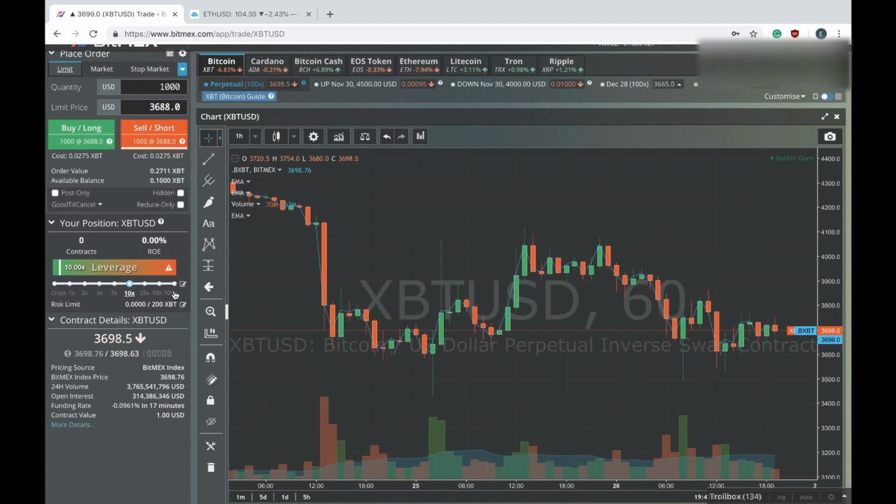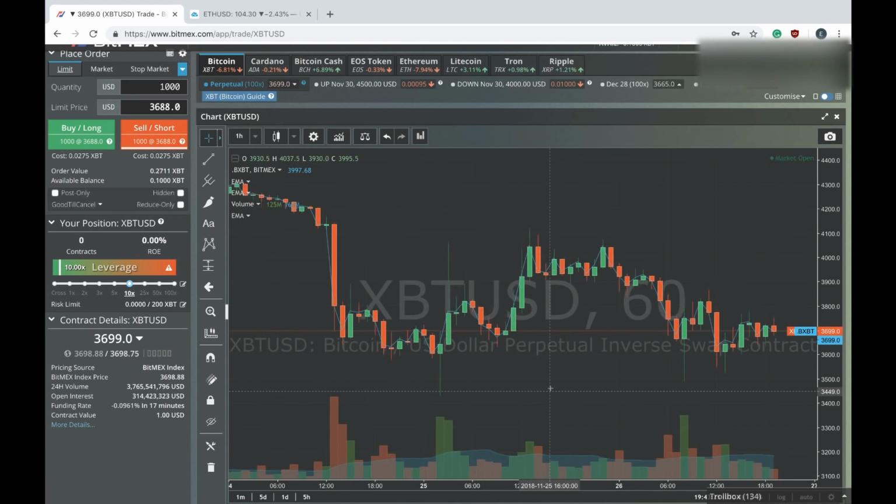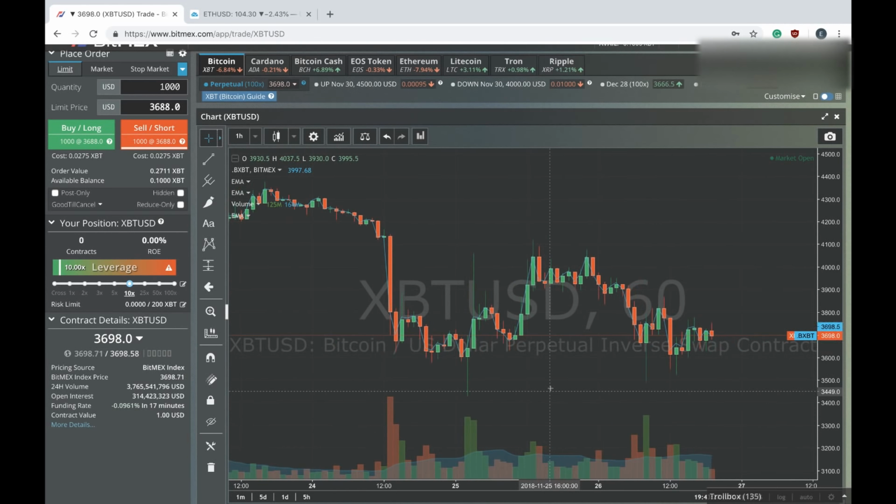100 times leverage. That's just on Bitcoin, though. On the other coins, you can't go up to 100, but for Bitcoin, you can go to 100 times leverage. You don't actually trade a physical coin on Bitmex, you just trade a contract. It's a perpetual contract. They explain that in their frequently asked questions, but that's not super important for this tutorial, so we're not going to dive into that too much.